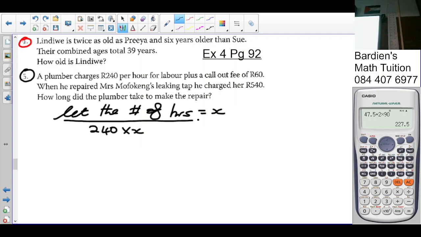A plumber charges 240 Rand per hour for labor plus a call out fee of 60 Rand. When he repaired Mrs. Mofokeng's leaking pipe, he charged her 540 Rand.